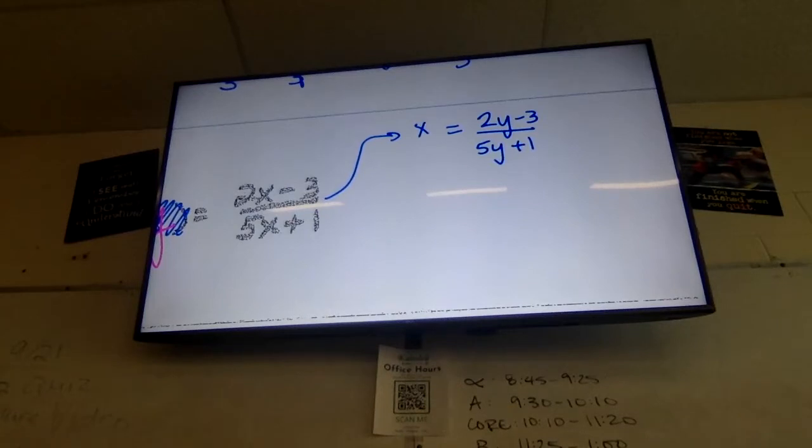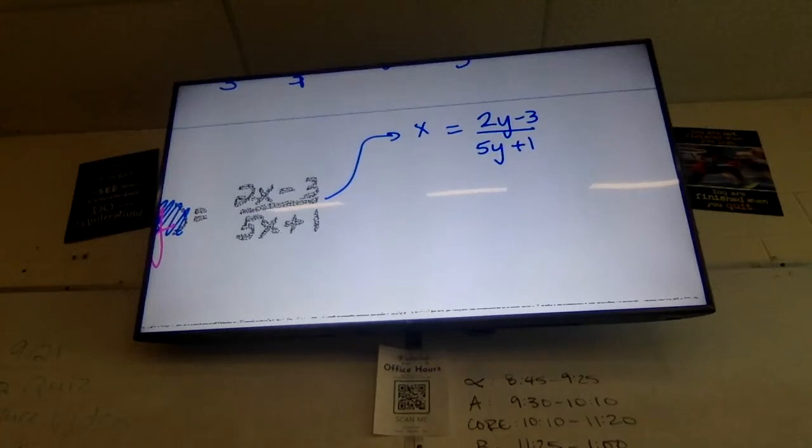I don't want to multiply by the reciprocal. Multiply by what, Barrett? My 5y plus 1. By 5y plus 1, multiply it where, both sides? 5y minus 1, we don't want to do that, that's the conjugate. I only want to do that with radicals and i's. I don't want to do that here.